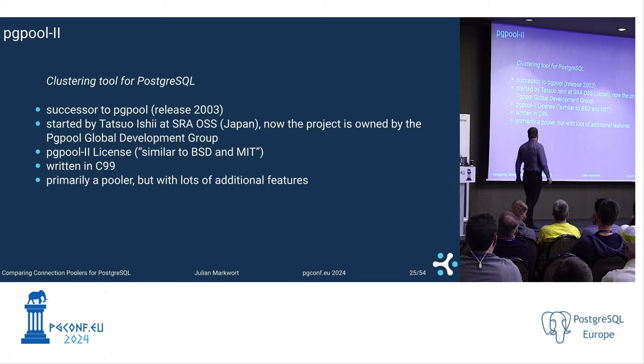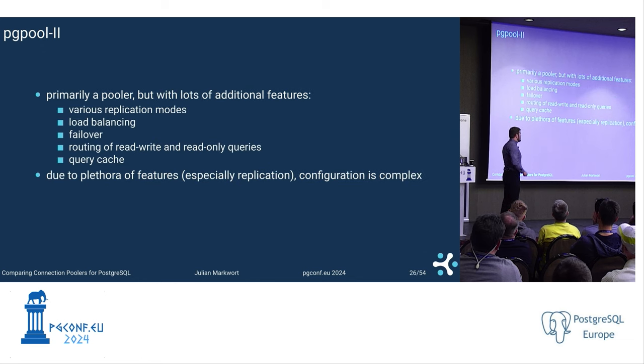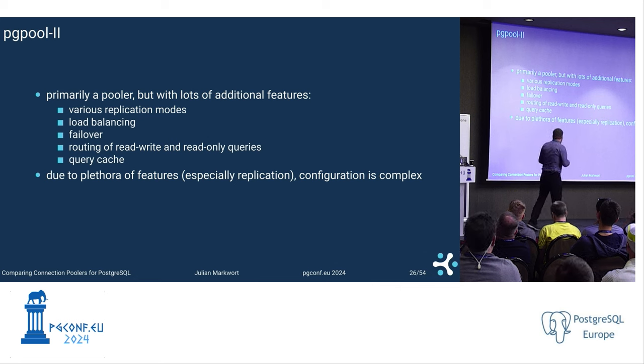Well, not really primarily a pooler, with lots of additional features. So I actually have a separate slide for all the additional features. It has various replication modes. It has load balancing. It has failover support, so it can reconfigure your PostgreSQL database clusters. It has routing of read-only and writing queries, and it has a query cache even by now. So a lot of things that it can do, but that also means a lot of things to configure.